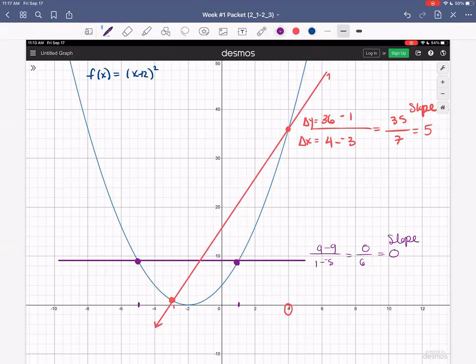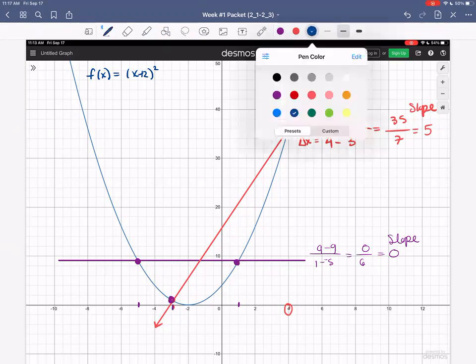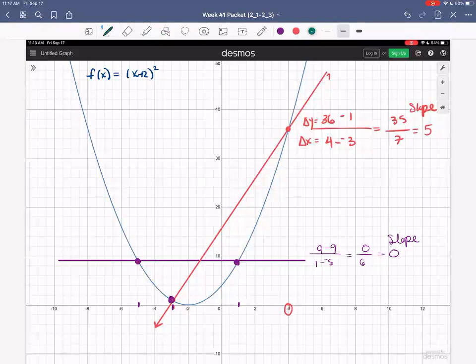We can find that point, -3 and 1. And we want to find the tangent line at that point. So what we can do is best approximate that tangent line by drawing a line that just crosses the graph at that point. There we go. Moving my slider a little bit as necessary.